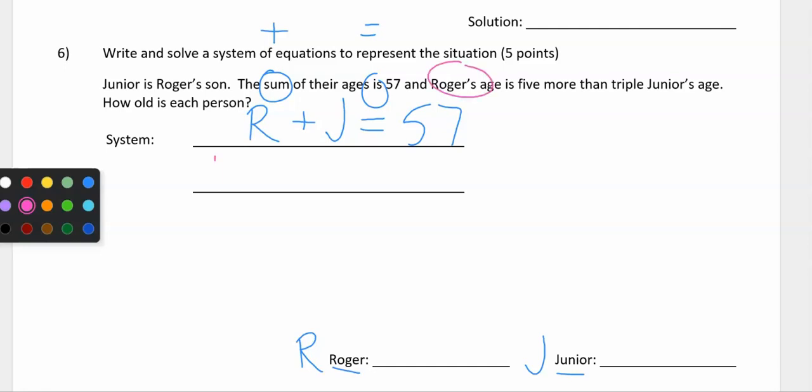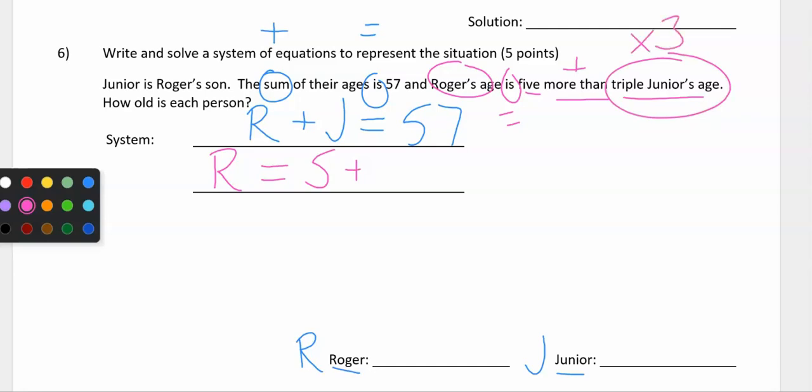Roger's age is, there it is again, equals 5 more than triple Junior. More than is add. Technically, it goes backwards, but if you're adding, it doesn't matter. So I'm just going to write it like it reads for you guys' sake. 5 more than, if you triple Junior, triple means you multiply by 3. So I'm going to write this 3j. All right, I got it set up.